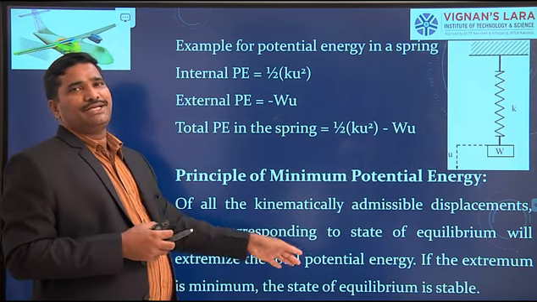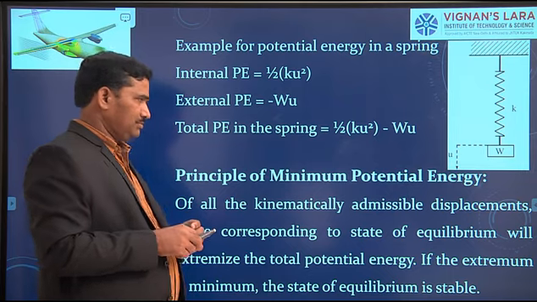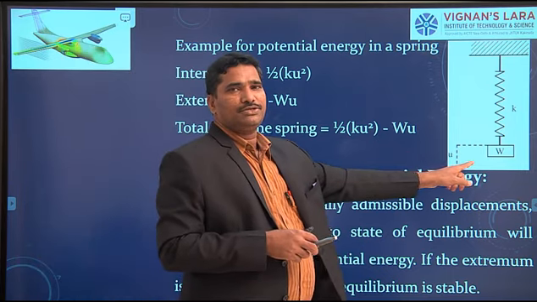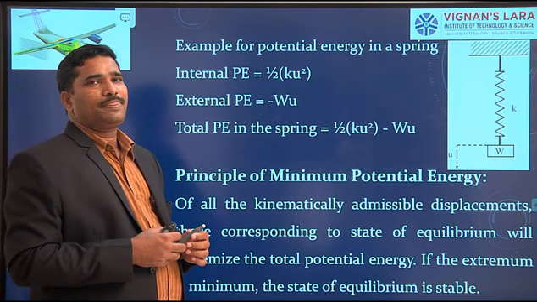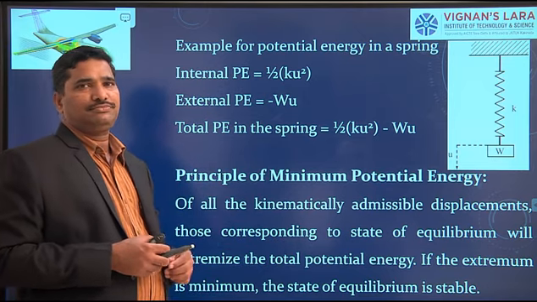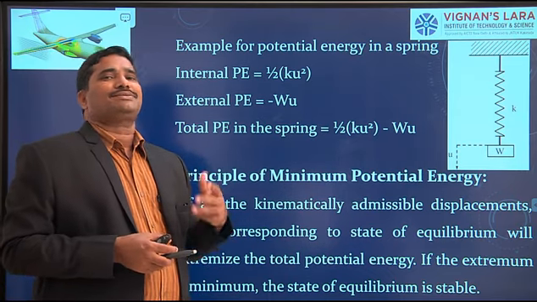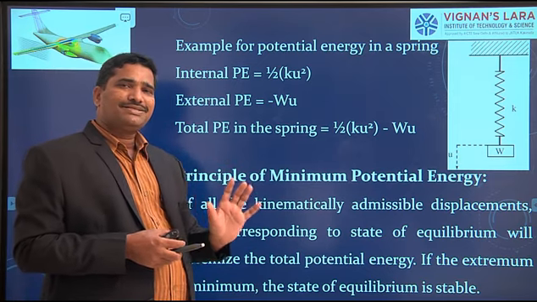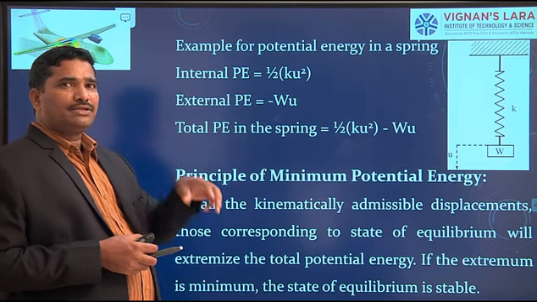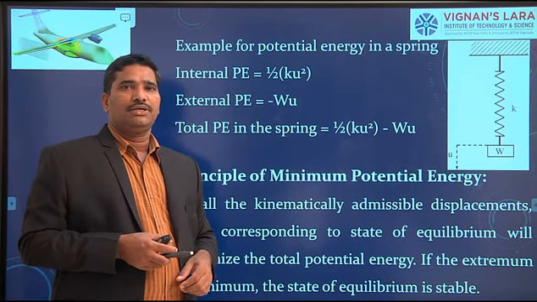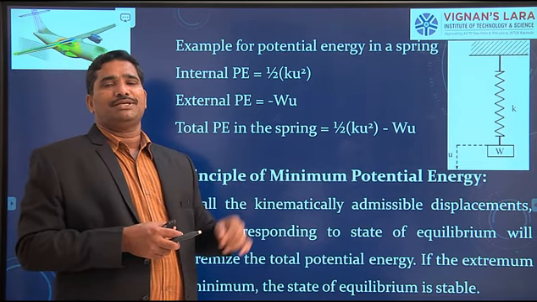What is the principle? It states that of all the kinematically admissible displacements, but we have only one displacement, U. So when you take structures like a truss structure, a two-dimensional truss structure or a three-dimensional truss structure, the truss structure consists of many elements. When the loads act on the truss structure, displacements occur at many points on the truss elements.